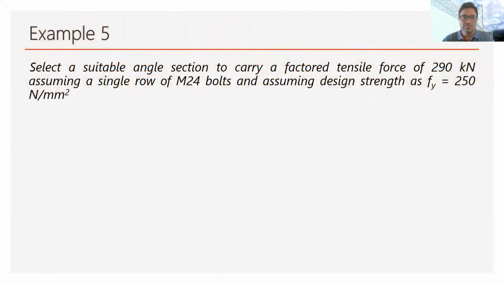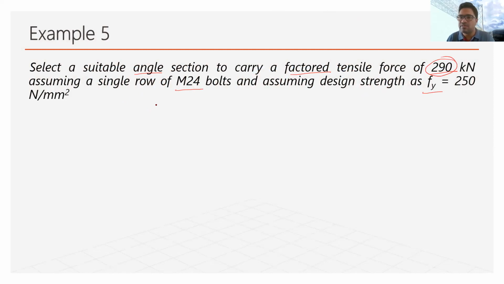So this is the problem, and it says: select a suitable angle section to carry a factored tensile force of 290 kilonewton, assuming a single row of M24 bolts and assuming design strength as Fy. So all these values are given. We have to select a suitable angle which can carry this much force.